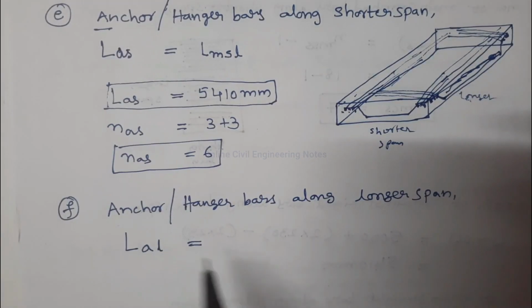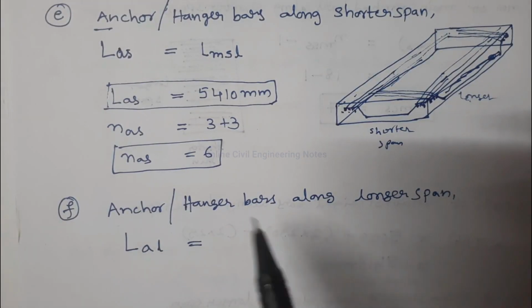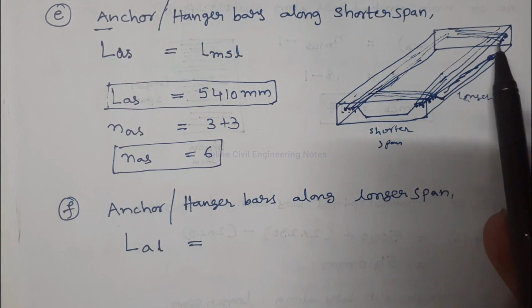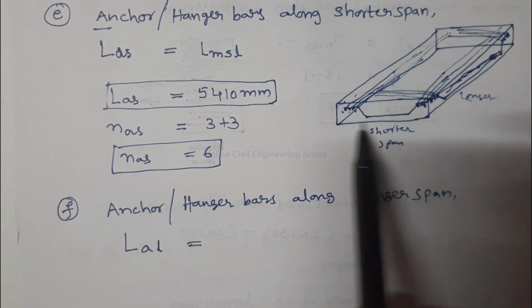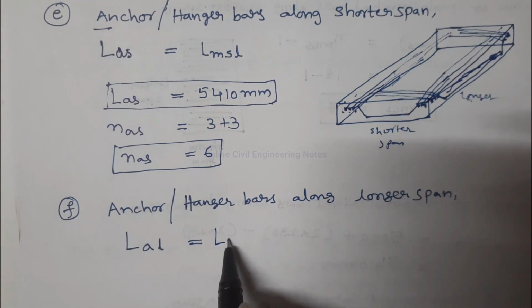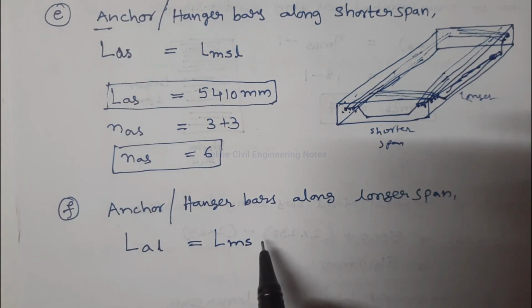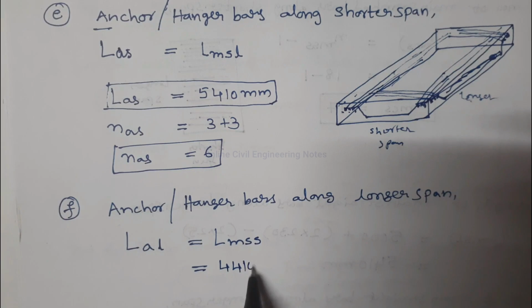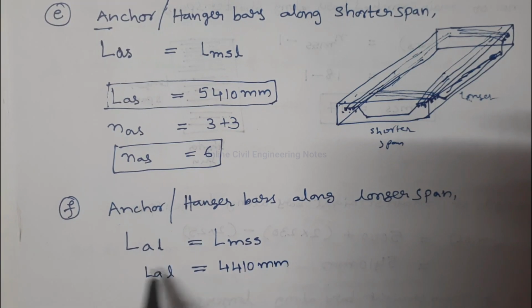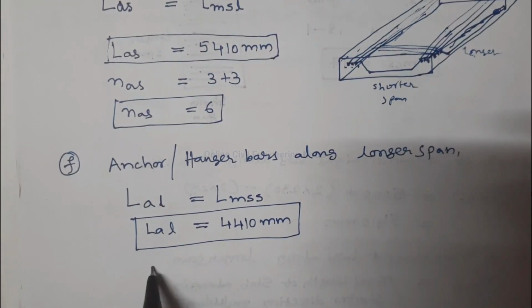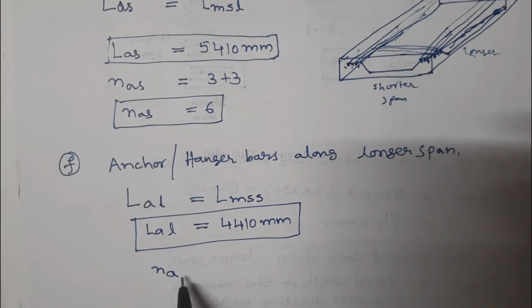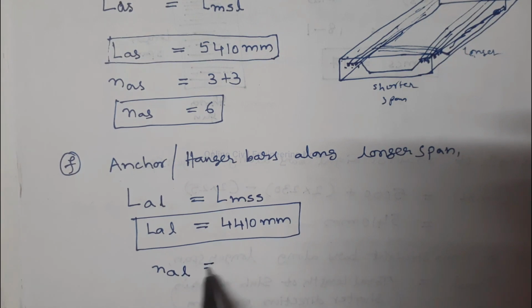Next one is anchor bars or hanger bars along the longer span. See, these are the anchor bars provided in the longer span. The length is equal to the length of the shorter span main steel bar. So length of main straight bar in the shorter span is 4410 mm. Similarly, number of hanger bars along the longitudinal span is equal to 3 plus 3, 6 numbers.